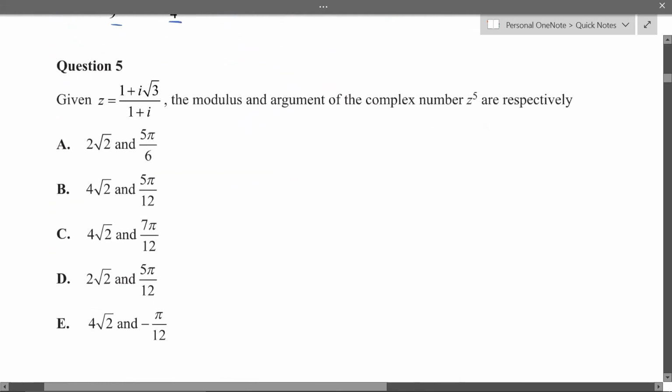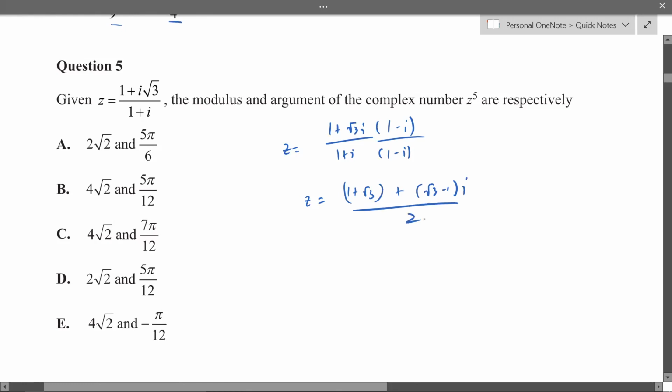So this one, given z is this, it's the modulus and the complex. To do this, you could just simplify this by multiplying both the denominator and the numerator by the conjugate, and you end up with 1 plus root 3 plus root 3 minus 1 i. It looks complicated, but if you put it into your CAS, using, let me see what the setting is, it's comp to trig.